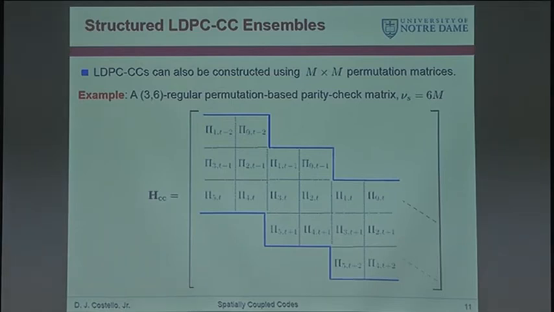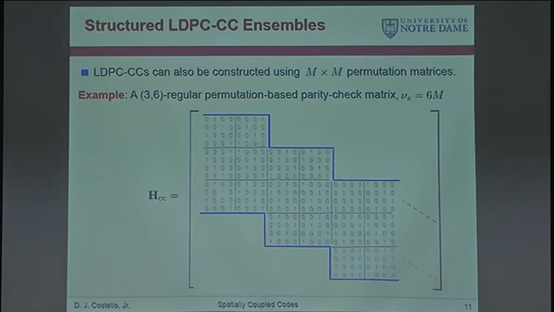Remember, we looked at these structured LDPC block codes where we would have blocks of M by M permutation matrices. Or if we wanted to make it quasi-cyclic, they would be M by M circulant matrices. So we can do a similar construction with LDPC convolutional codes. We start with this diagonal structure, but we put little subblocks in here that are permutation matrices. So we can get an ensemble this way.